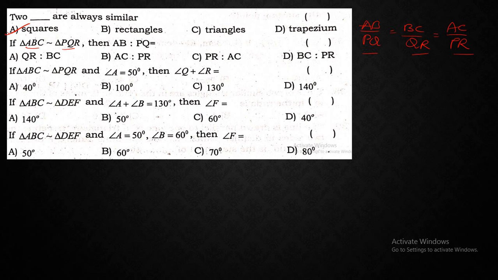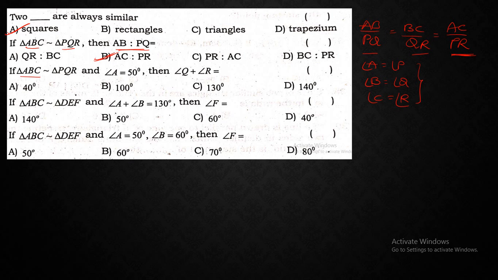The same way, what did he ask? AB is to PQ is equal to BC is to QR. Is there any BC is to QR? There is no BC is to QR, so only AC is to PR is given. So AC is to PR is my answer. In this we can say that angle A is equal to angle P, angle B is equal to angle Q, angle C is equal to angle R.